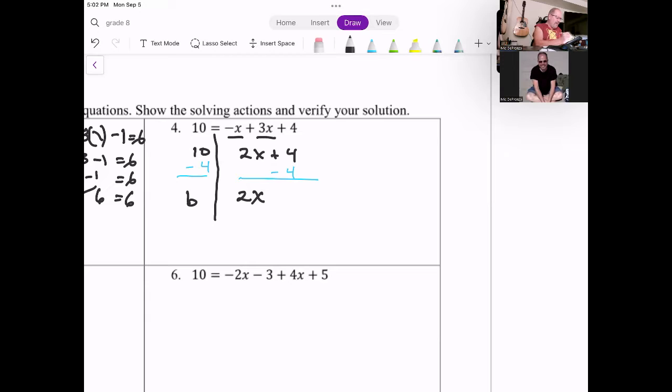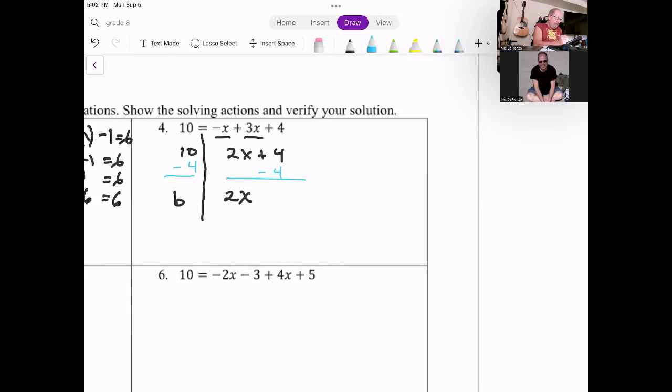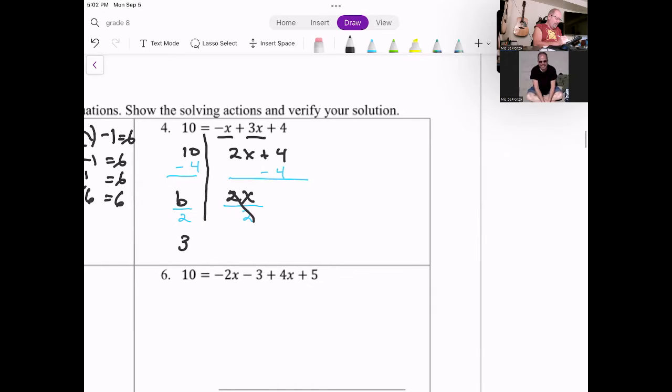Now, last step, 2x is 2 times x. I want to get x to be alone, just to be 1x. So I undo that multiplication by 2 by dividing by 2 on both sides of the equal sign. Then I have 1x. 6 over 2 is 3. 3 equals x. And again, I could verify that.